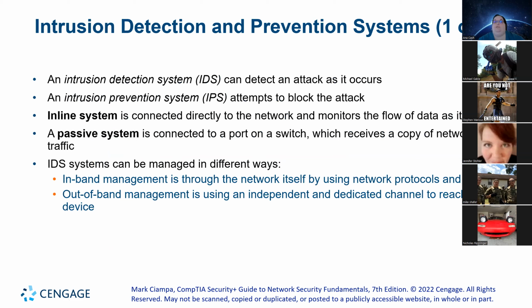Intrusion detection and prevention systems. So we've talked about these a couple of times. So IDS and IPS, the detection and prevention, or the D and P. Inline systems. An inline system is connected directly to the network and monitors the flow of data as it occurs. A passive system is connected to a port on a switch, which receives a copy of the network traffic. IDS systems can be managed in different ways.